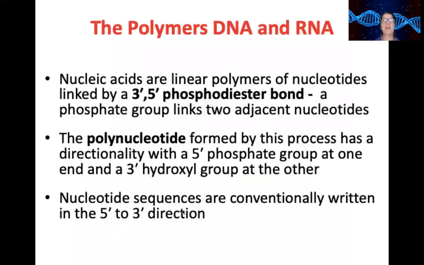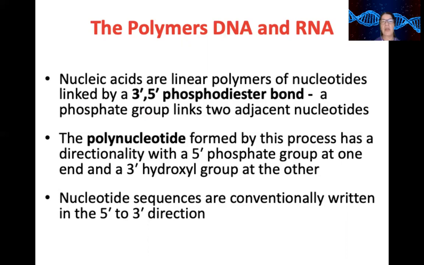The polymers of DNA and RNA are really linear polymers of nucleotides, and they're linked by a 3', 5' phosphodiester bond. I'm going to explain what that is in more detail when we talk about DNA synthesis. Right now, all you need to know is that basically a phosphate group will link 2 adjacent nucleotides. The polynucleotide, which is formed by this process, has directionality. Just like proteins, head to tail, nucleotides are also linked head to tail.